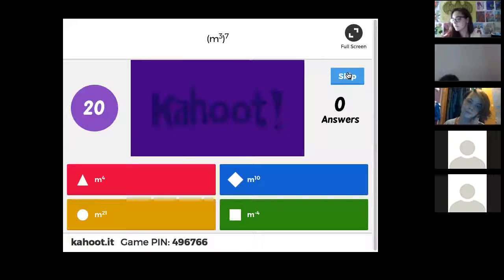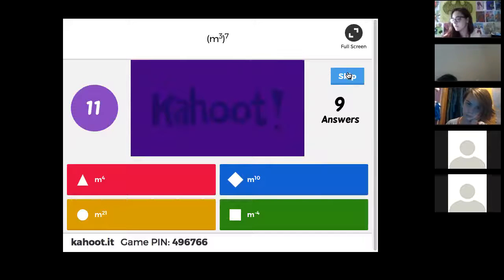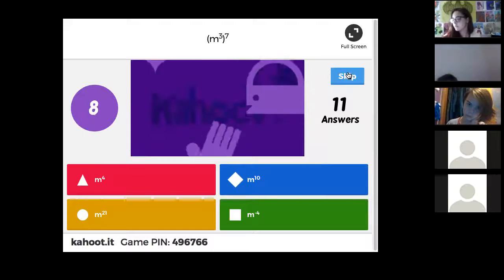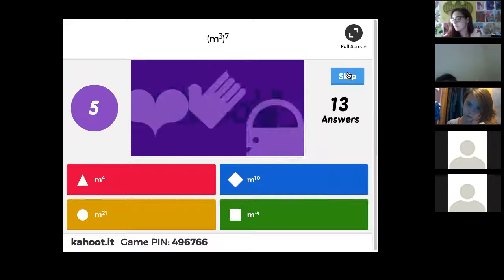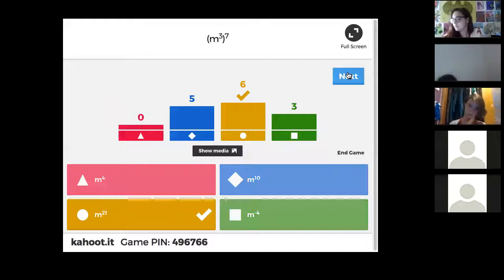M cubed to the 7th power. What is the answer to this question? Knowing your exponent rules. Again, this is an exponent raised to another exponent. Most of you got that right too. It's m to the 21. You multiply in that case because it's one exponent raised to another. A lot of you guessed adding. And again, you add the exponents if it's a base with an exponent times another base with an exponent. That's a confusing one.